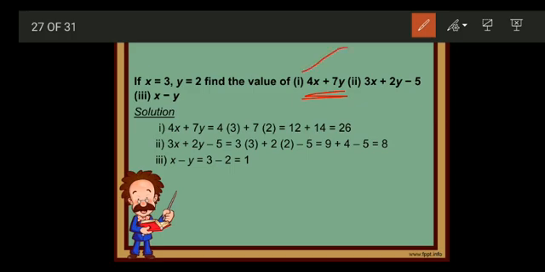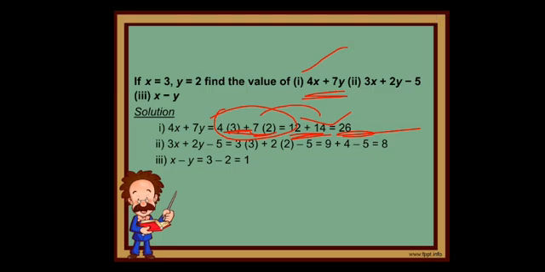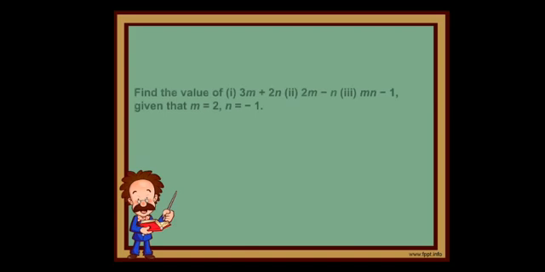Okay, the first step is followed. Then what we have to do? We have to replace the given numerical values for each variable. We have replaced here. Then we formed numerical expressions, right? Then we are doing arithmetic operations to get the value.